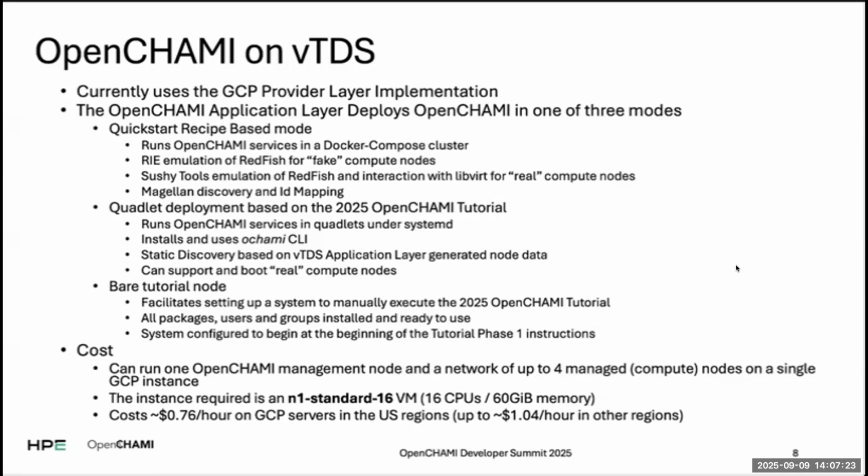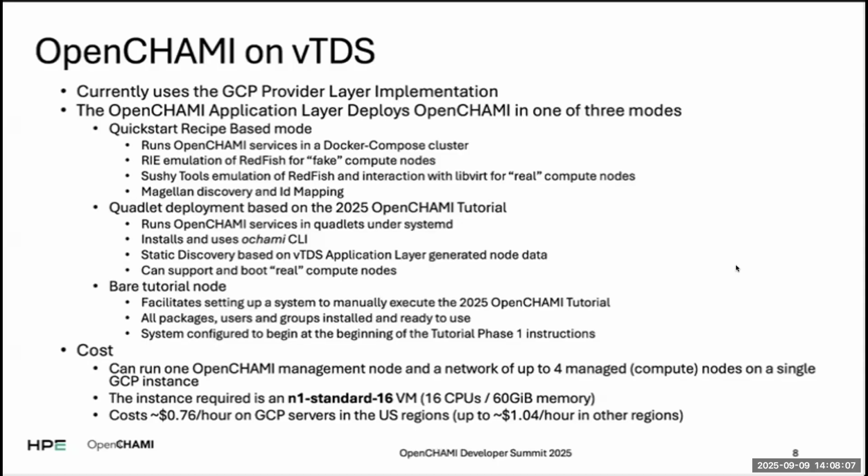The OpenShami application layer that we've developed for VTDS currently deploys OpenShami in one of three modes. The first one is based on the quick start recipe that probably many of you have seen. It runs OpenShami services in a Docker Compose cluster. It adds RAE emulation for Redfish for fake compute nodes, and Sushi Tools emulation of Redfish for interaction with LibVirt to be able to manage real compute nodes. That would be compute nodes that are implemented as virtual nodes within your OpenShami virtual network.